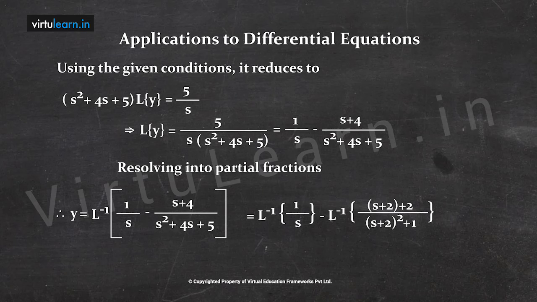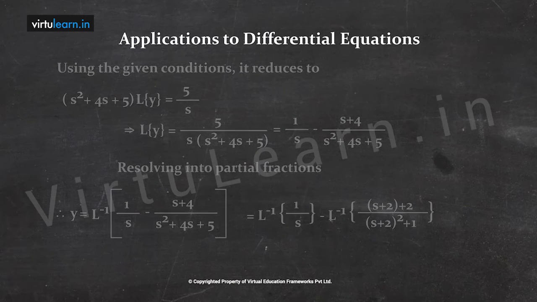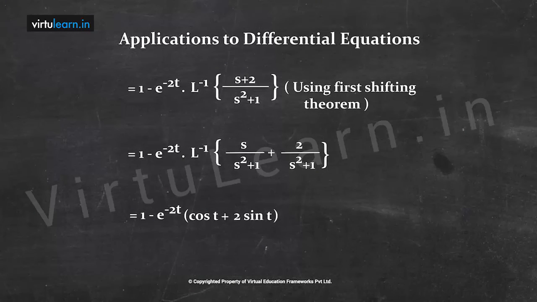Already I explained you the first shifting theorem. S plus 2 whole square. S plus 2 whole square means s square plus 4s plus 4. The remaining part, but actually here 5 is available, so the extra part is 1. Now 1 minus the L inverse of 1 by s is 1 minus, instead of s plus 2, e power minus 2t. The concept of the first shifting theorem I already explained you.